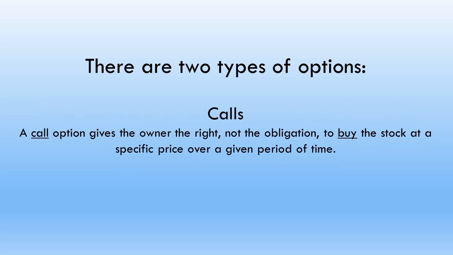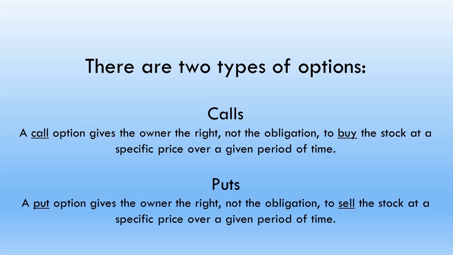A call option gives the owner the right, not the obligation, to buy the stock at a specific price over a given period of time. Notice the word owner. Owners have rights. A put option gives the owner the right, not the obligation, to sell the stock at a specific price over a given period of time. Again, notice the word owner. Owners have rights whether they are buying calls or puts.